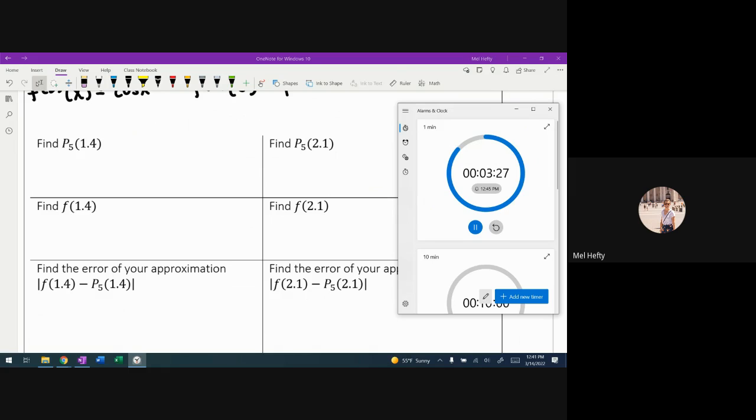So if you are confused on directions, I'm going to show you what I want you to do on the board. I just want you to plug in 1.4. If you're really confused, find the middle column, find sine of 1.4 and sine of 2.1, the middle row.